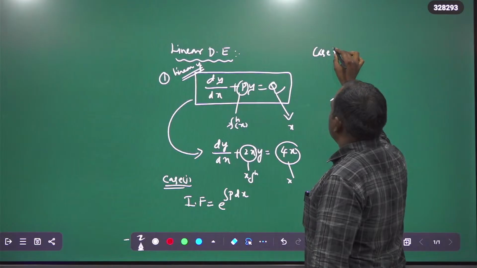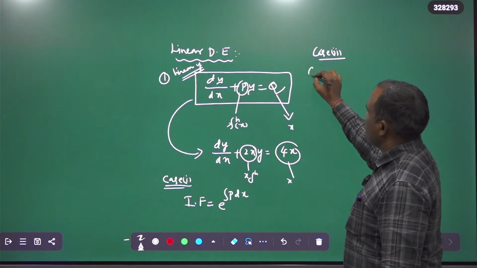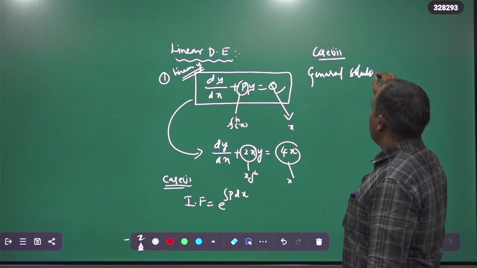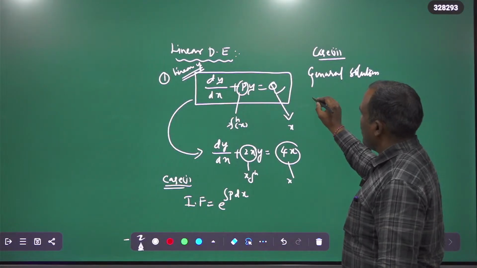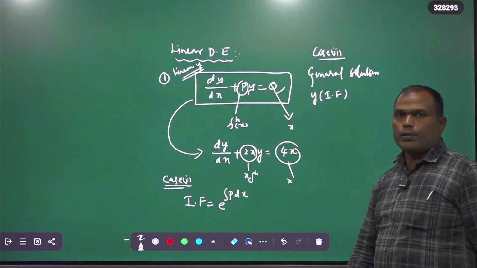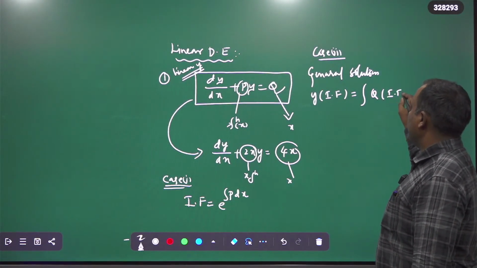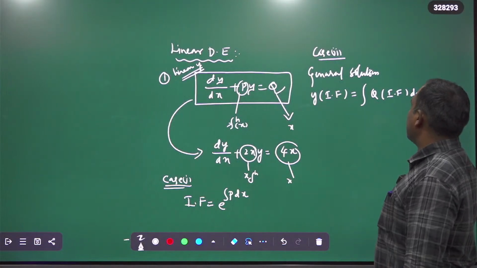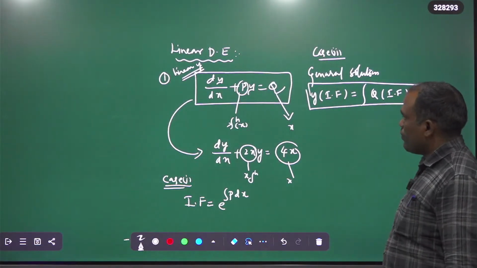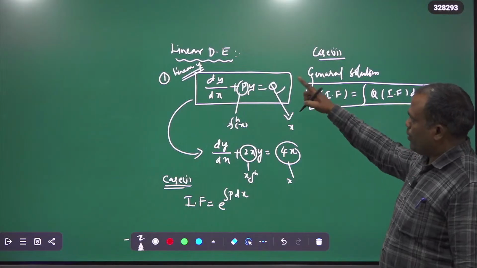Now the second case is the general solution, which is y into integrating factor equal to integral of q into integrating factor into dx plus c. So this is the general solution of a linear differential equation. Okay, this is the one linear in y.